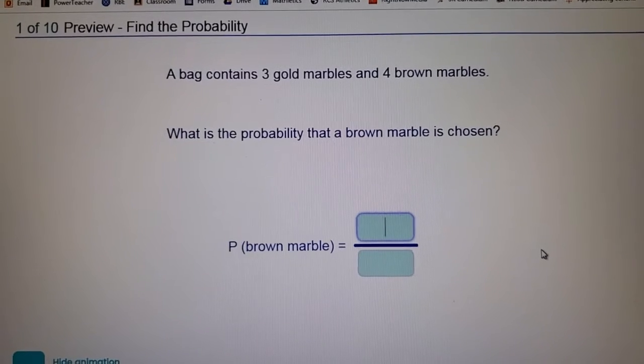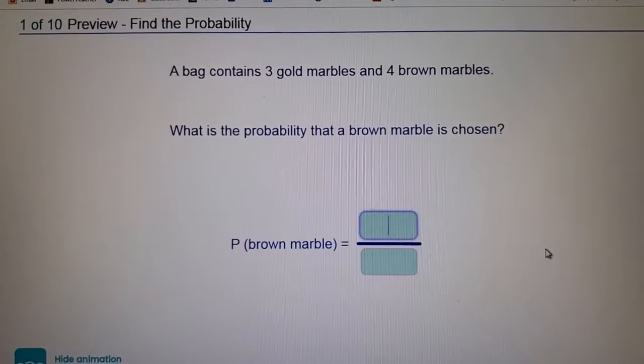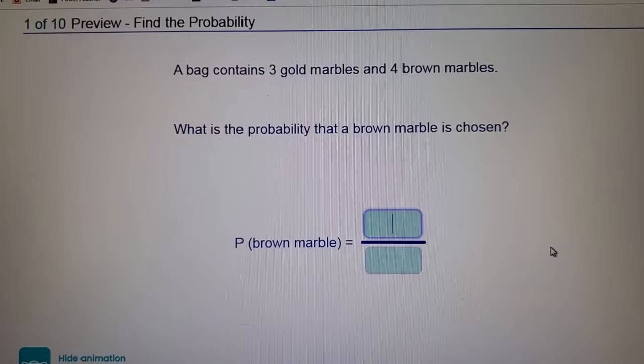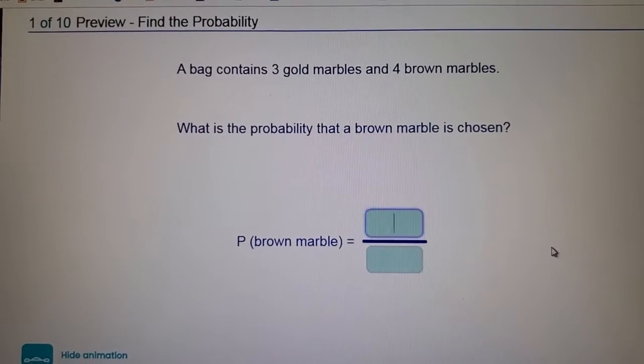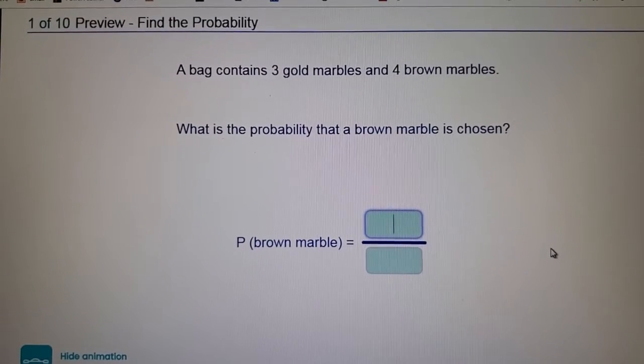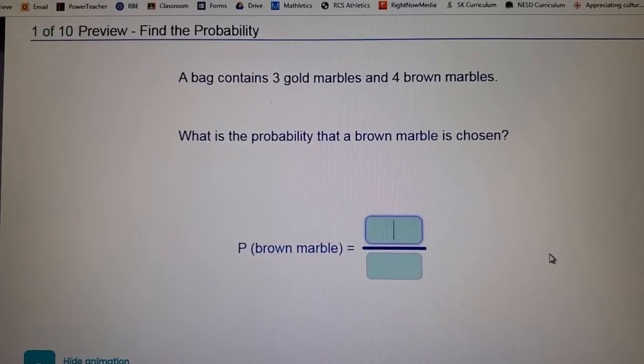All right, hey grade 7s, this is a little explanation of some of the Mathletics assignments. This one is under probability, and it's called Find the Probability.